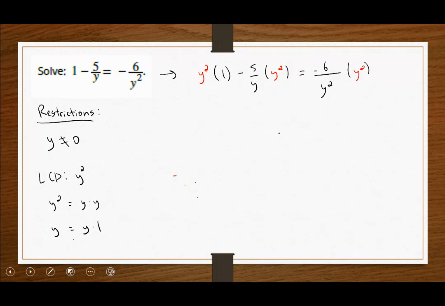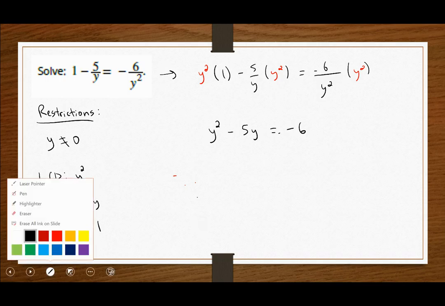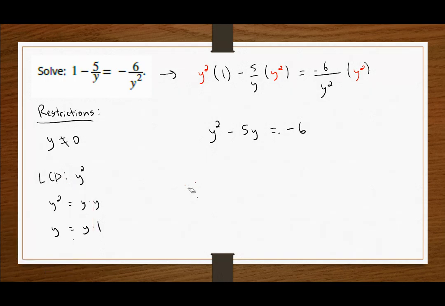So lots of things are going to kind of disappear. However, we are actually going to end up with a quadratic of sorts. So as we simplify now, I'm left with y squared minus 5y equals negative 6. So how do we solve? What we have to do to solve in this case is recognize that this is now a quadratic, and therefore it needs to be solved using factoring. But first we need to put it in the correct form.